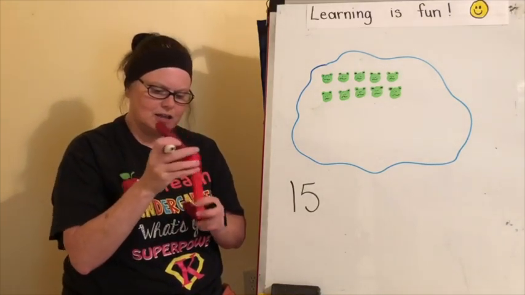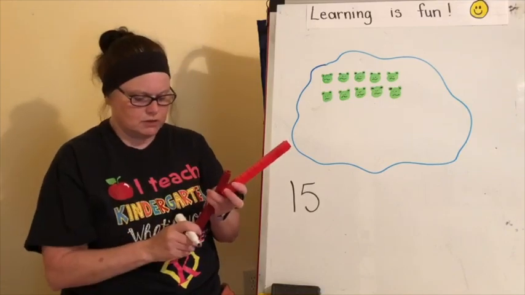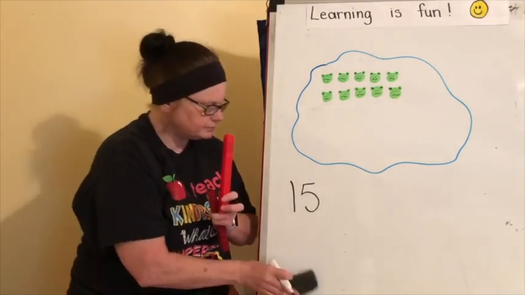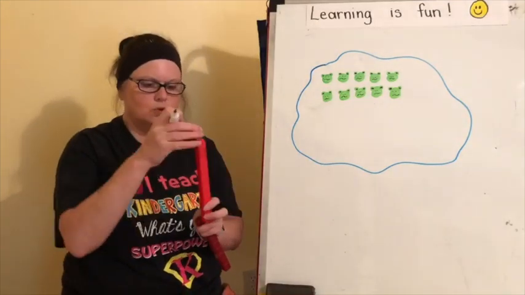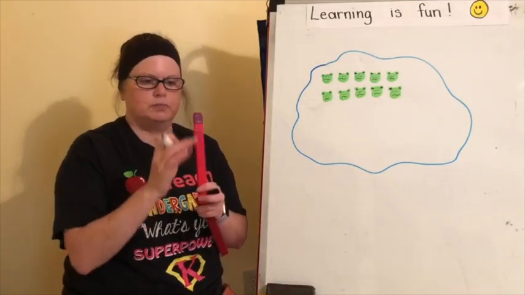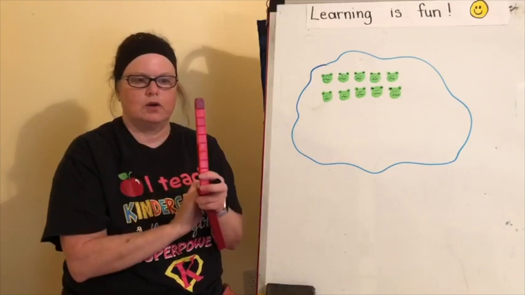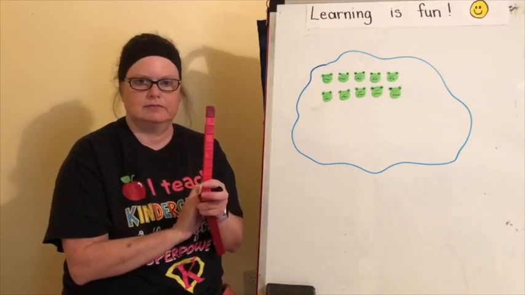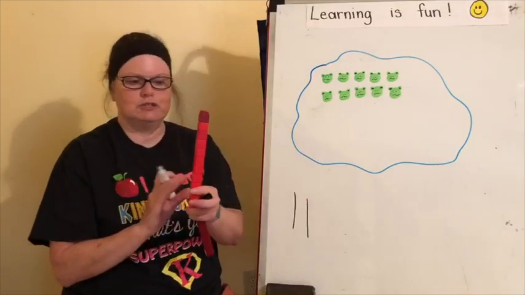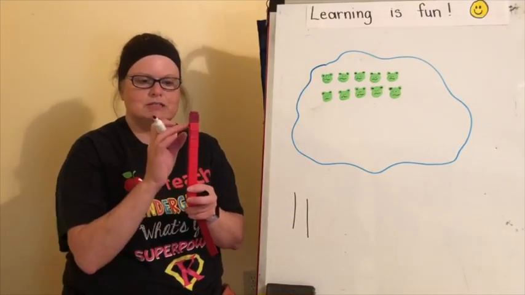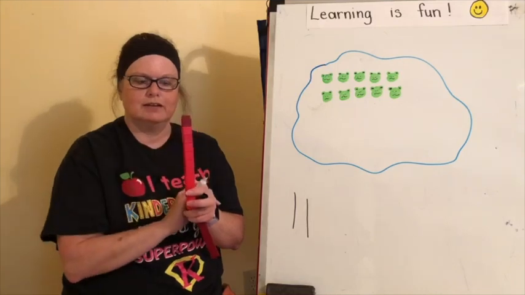All right, nice job. Let's try another one. So I still have my group of 10. And this time, I'm going to do 1. Group of 10, a group of 1. What number is it? 11. Good job. I want you to build me a tower to show 10, 1, 11.